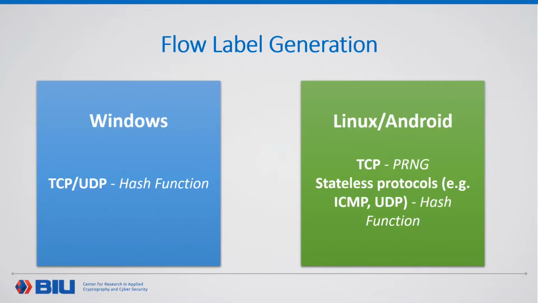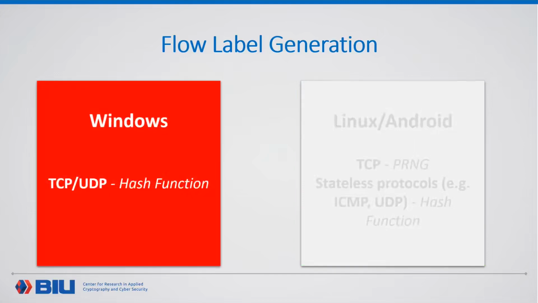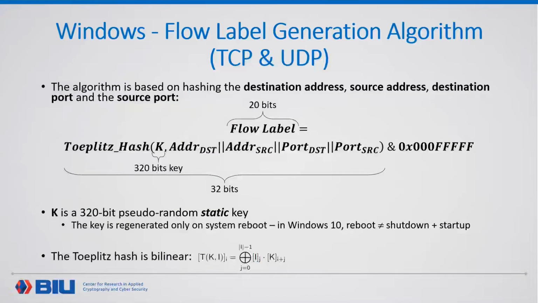In Windows 10, they use a hash function for TCP and UDP traffic, while for Linux and Android, the flow label for a TCP connection is based on a PRNG, and for the stateless protocols, such as UDP, it is based on a hash function. Let's begin with Windows. We reverse engineered the TCP/IP driver, and we found out that the algorithm is based on a Toeplitz hash with a 320-bit key on the destination address, source address, destination port, and source port. This 32-bit hash output is then truncated to feed the 20 bits of the flow label.